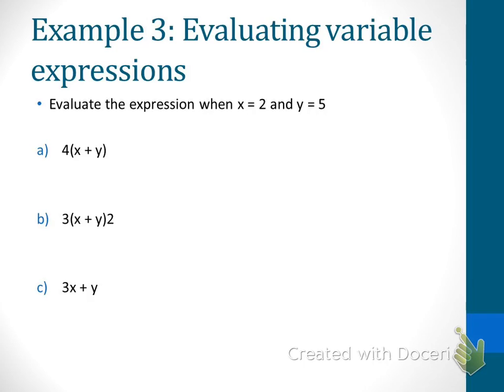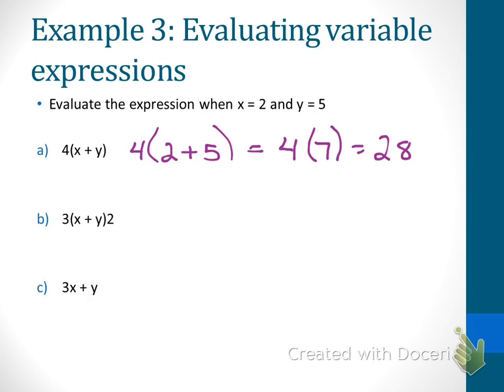All right, so in 4a, go ahead and write in your notes. 4 times x plus y, that's my original problem. I need to make my substitution when x equals 2 and y equals 5. 4 times 2 plus 5. According to order of operations, I need to evaluate what's in parentheses first. So 4 times 7, which is 28. All right, you see how we're following the order of operations there.